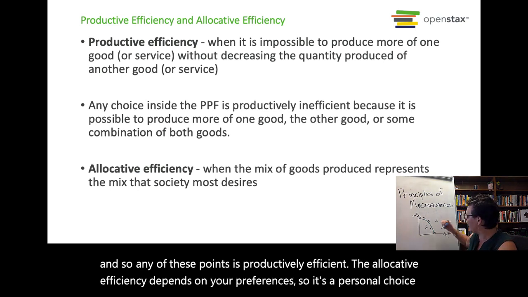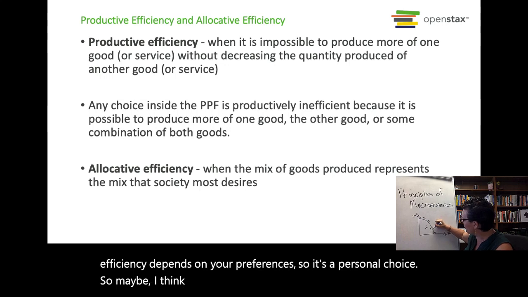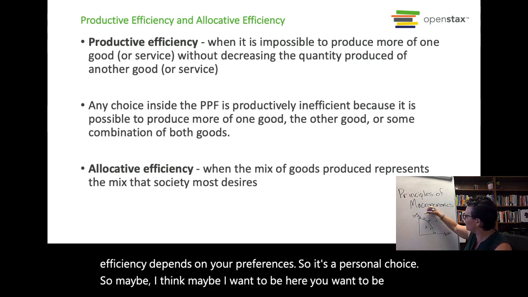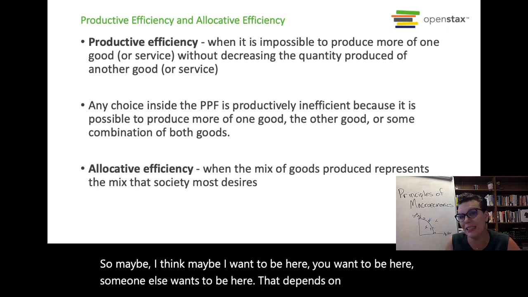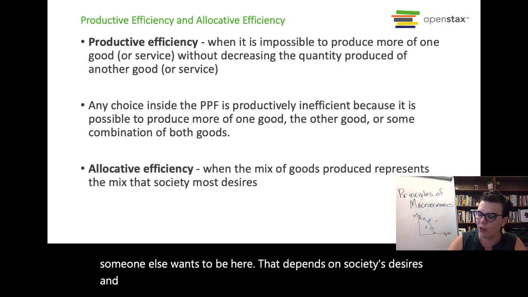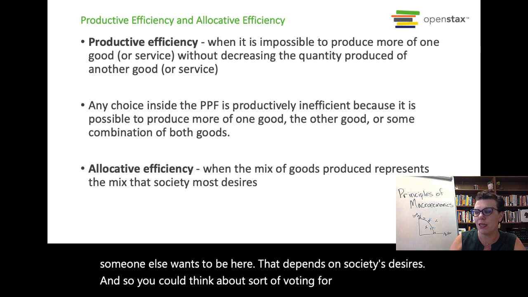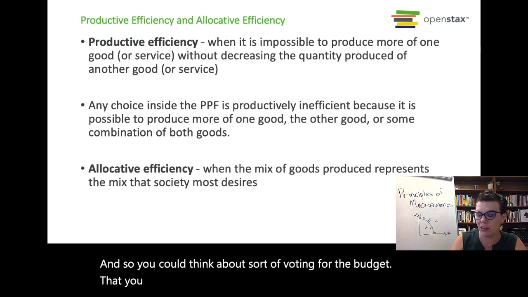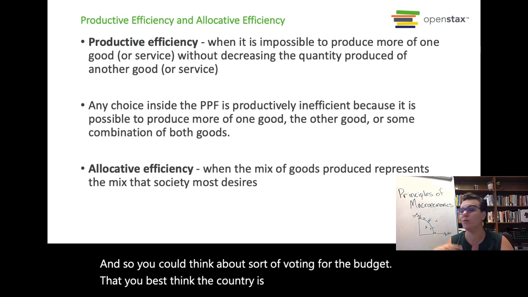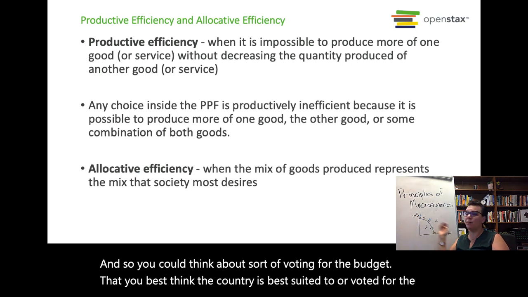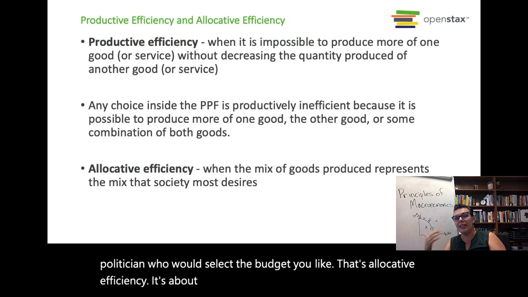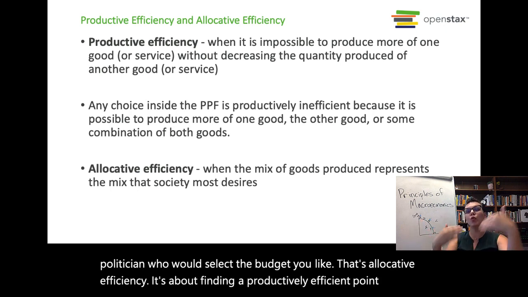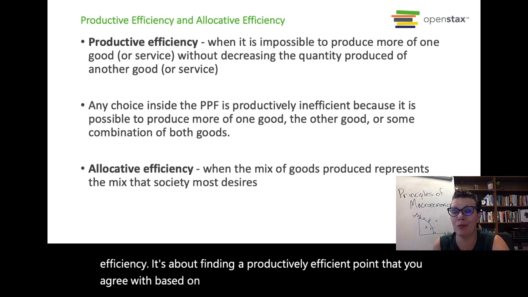So maybe I want to be here, you want to be here, someone else wants to be here. That depends on society's desires. And so you could think about voting for the budget that you think the country is best suited to, or voting for the politician who would select the budget you like. That's allocative efficiency. It's about finding a productively efficient point that you agree with based on societal beliefs.